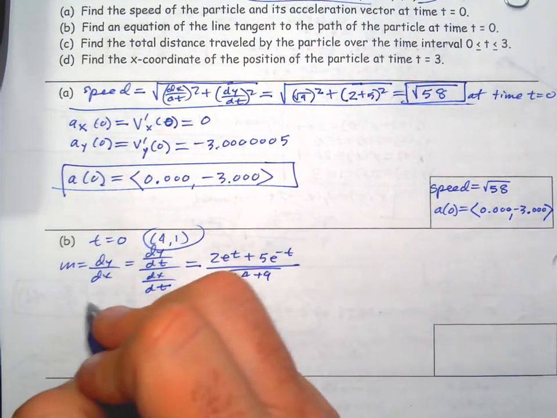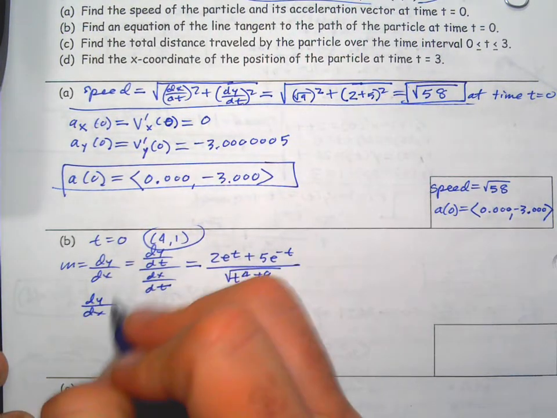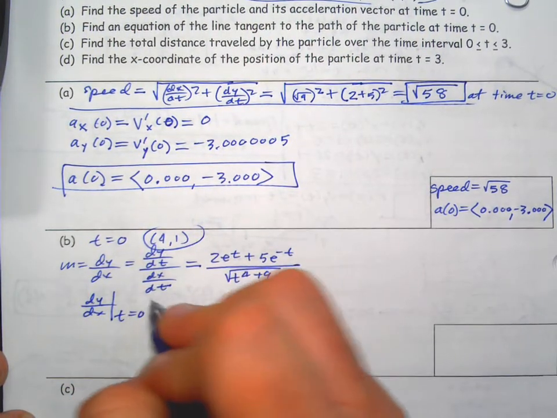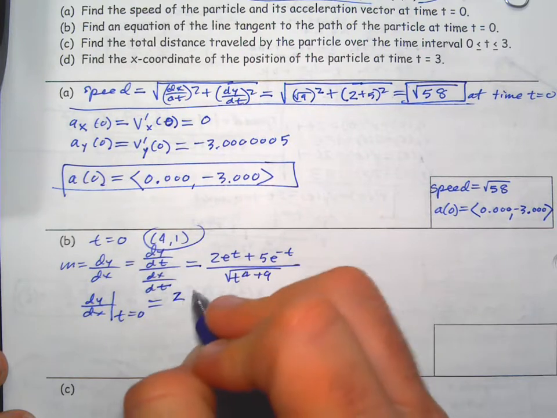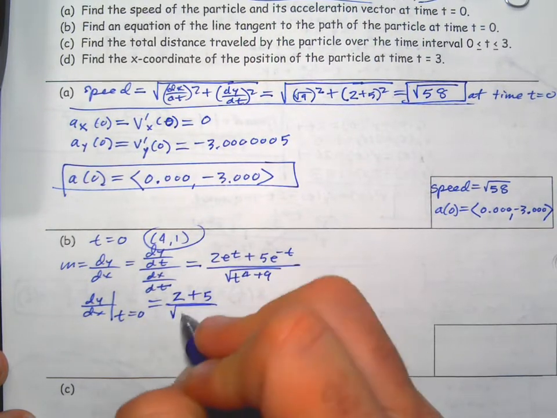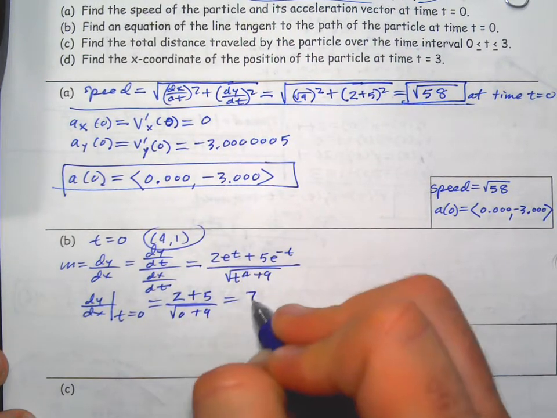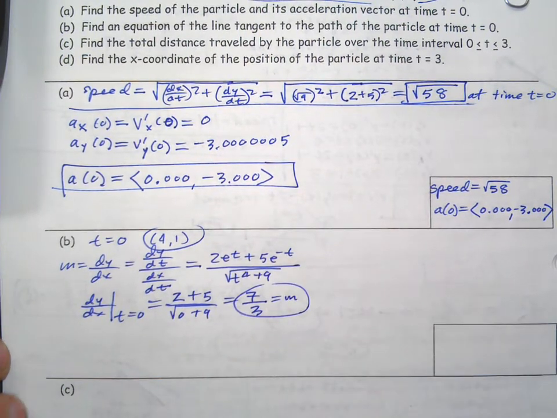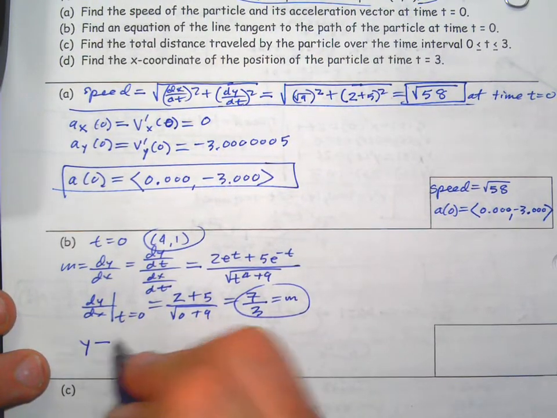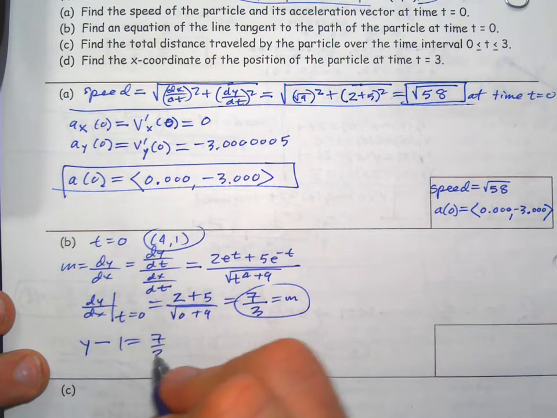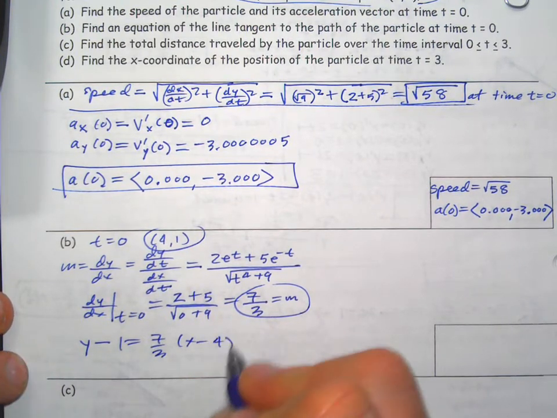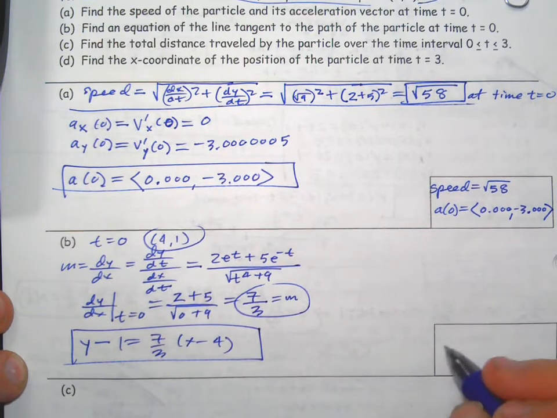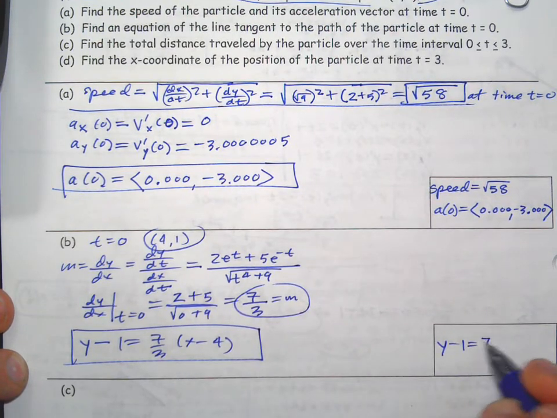So we're going to plug 0 into that, and we're going to get 2 plus 5 over the square root of 0 plus 9, which is 7 over the square root of 9, which is 3, so 7/3. So y minus 1 equals 7/3 times x minus 4. Leave it, done. Leave it in point slope form.